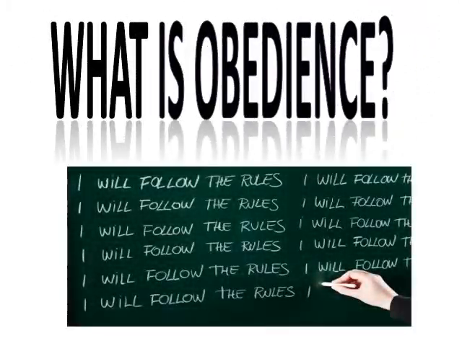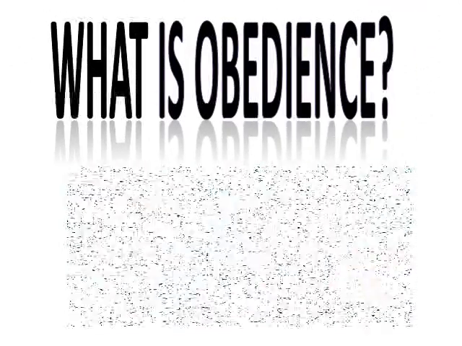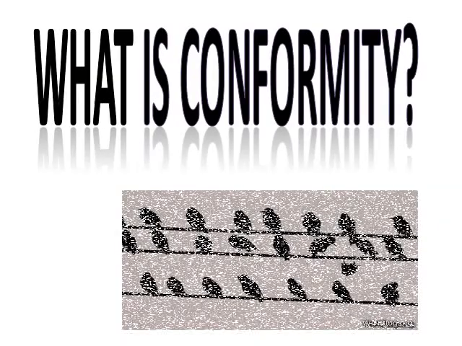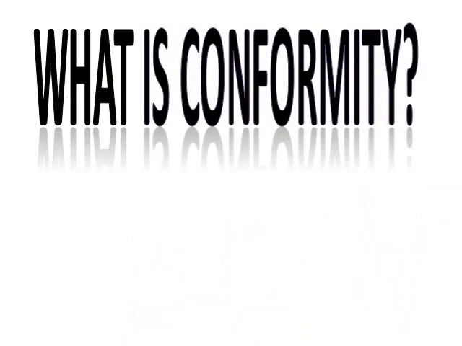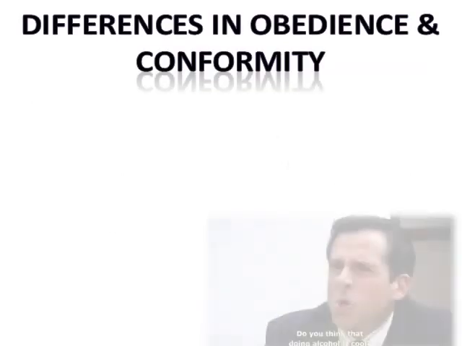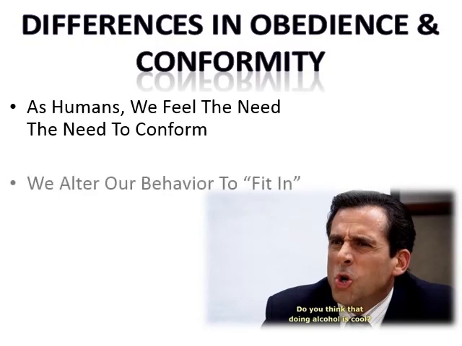What is obedience? In human behavior, obedience refers to an individual response that acts upon a command from a person in a position of authority. What is conformity? Humans have a tendency to imitate actions of others, referred to as social influence. Humans obey due to the fact we as humans feel the need to conform.